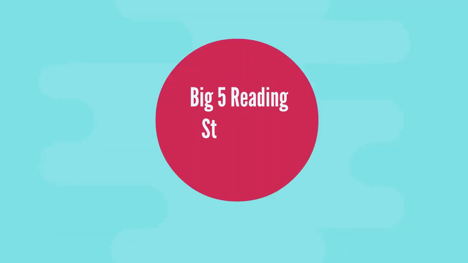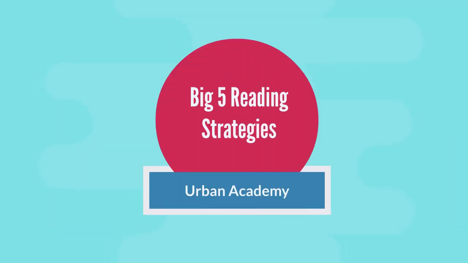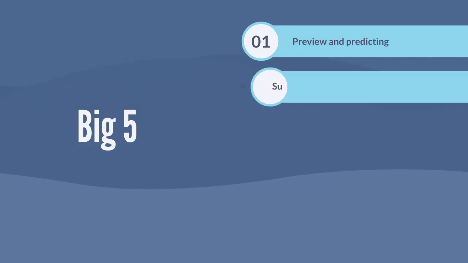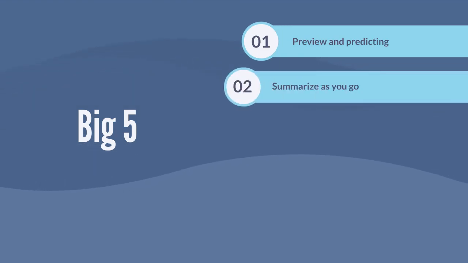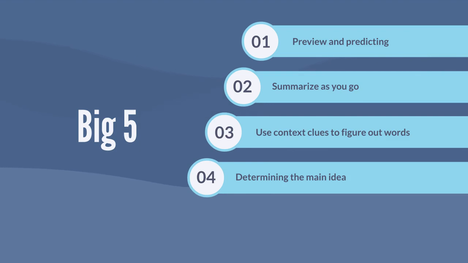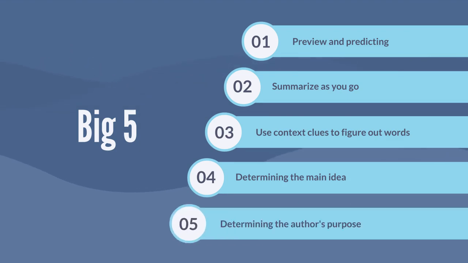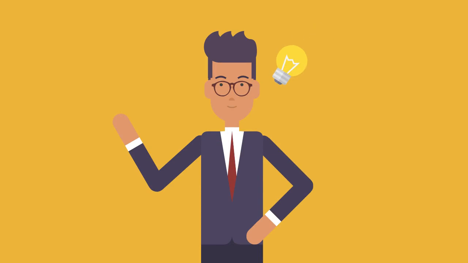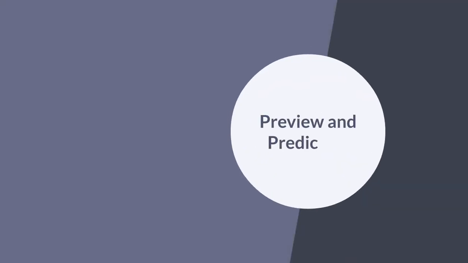Here are the Big 5 as implemented at Urban Academy Charter School. 1. Preview and predicting. 2. Summarizing as you go. 3. Using context clues to figure out unknown words. 4. Determining the main idea. And 5. Finally determining the author's purpose. Let's unpack those. The first strategy is preview and predict.